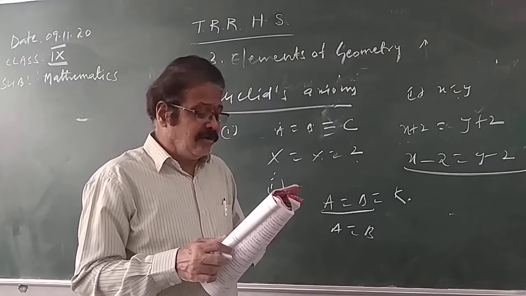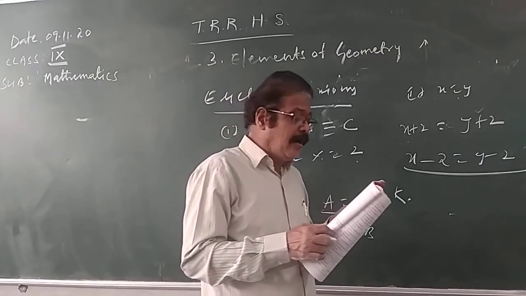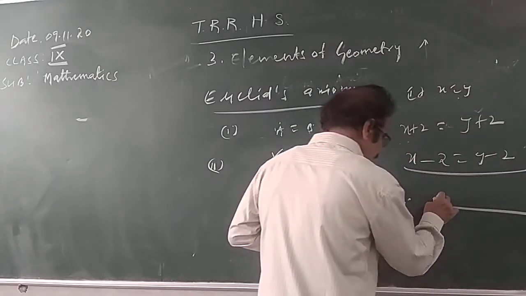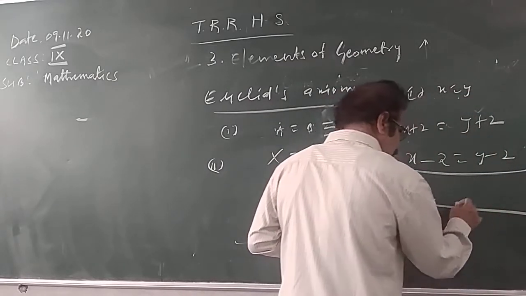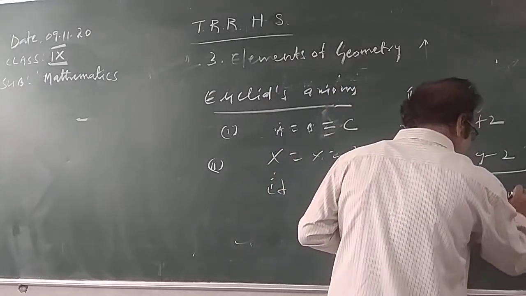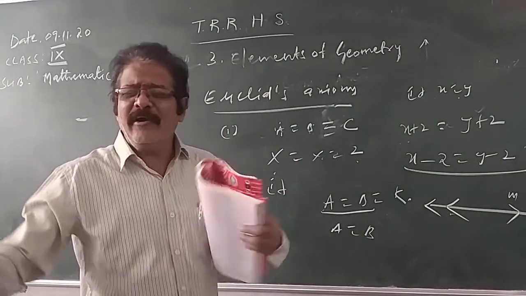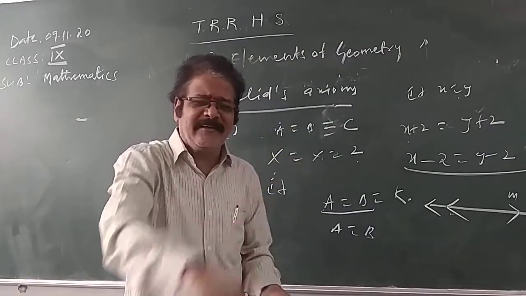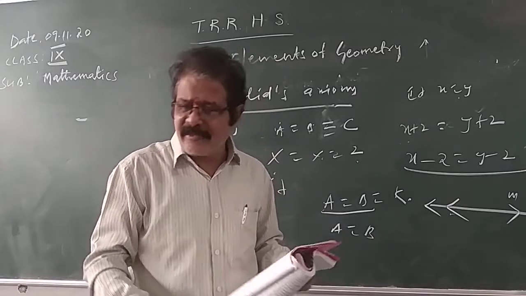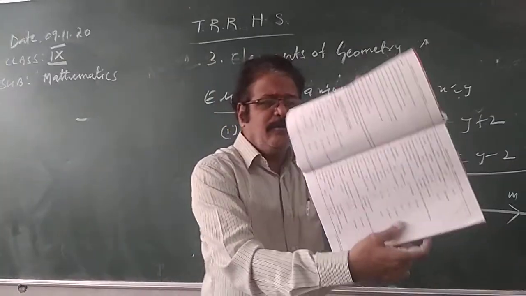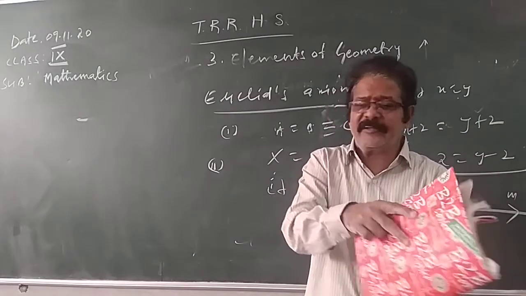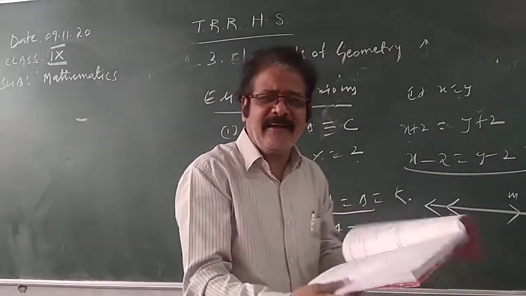Like that. So, things which coincide with one another are equal to one another. For example, this line is here, and one more line is there. These two lines coincide. Coincide means one over the other. When the two lines coincide, they are equal to one another. For example, in this notebook, the papers coincide, one over the other. All pages are equal.